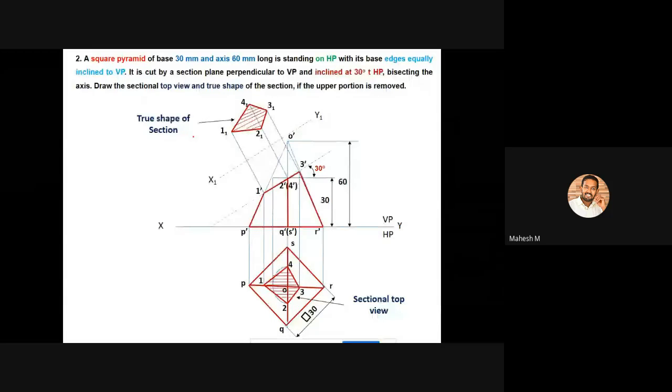You should not create this kind of arrowheads because it's highlighted for your understanding. So you can write this top view as sectional top view, and you can write this particular diagram as true shape of the section. So please don't create these kind of arrowheads.